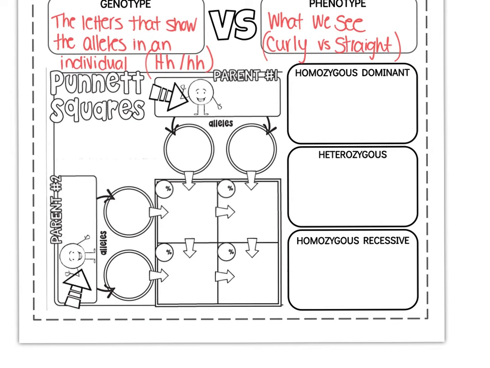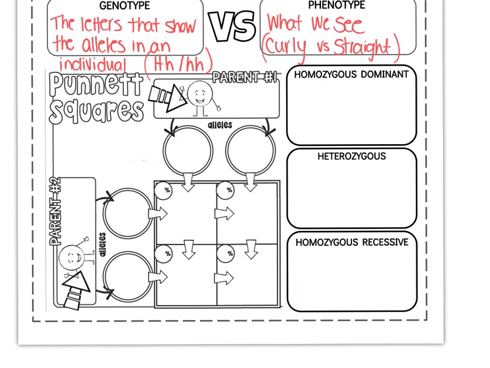A couple more things. To be homozygous means the same. What this means is that both alleles are dominant. So in this case, that would be like big H, big H. Again, it doesn't matter what the second H was here. This individual will show the dominant trait.